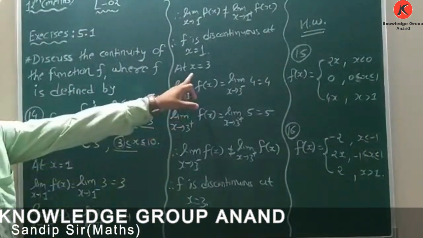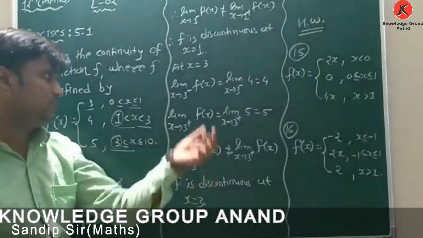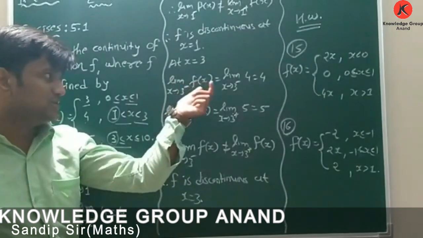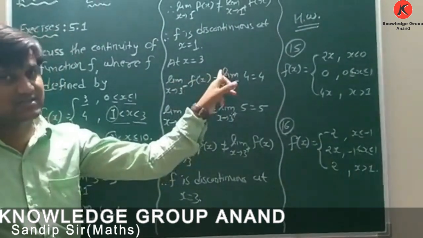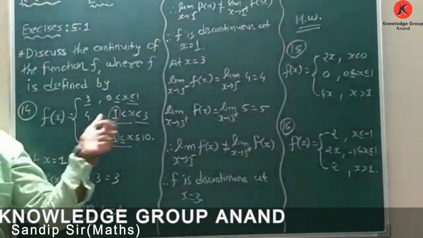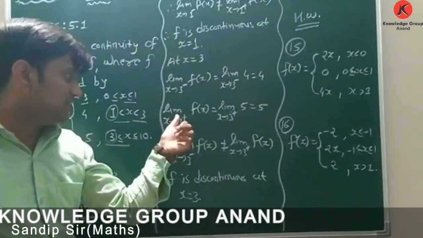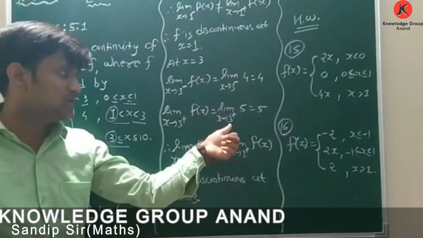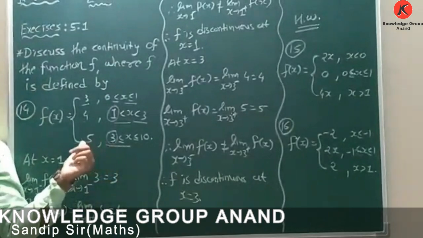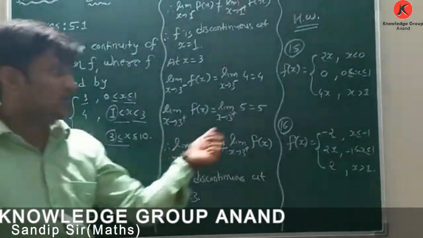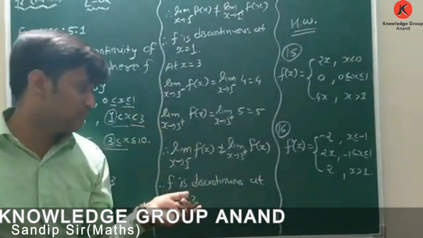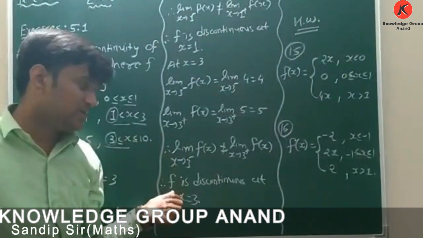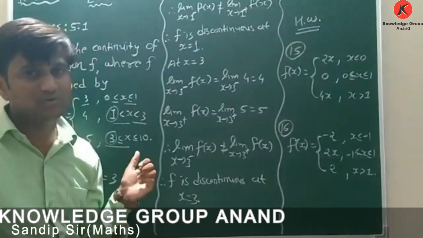Same way, at x is equal to 3, you have to check. Okay, limit x tends to 3 minus, slightly less than 3, f of x is equal to limit x tends to 3 minus, slightly less than 3, that means the value given is 4 and the answer will be 4. Same way, limit x tends to 3 plus f of x is equal to limit x tends to 3 plus, okay, value slightly greater than 3, the answer will be 5. Okay, that means the answer is 5, but 4 is not equal to 5, that means the left hand side limit is not equal to the right hand side limit, therefore f is discontinuous at x is equal to 3.